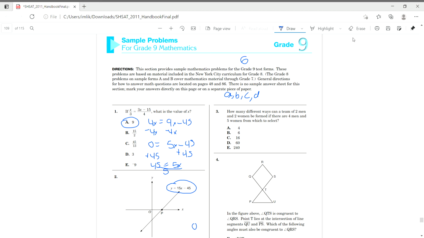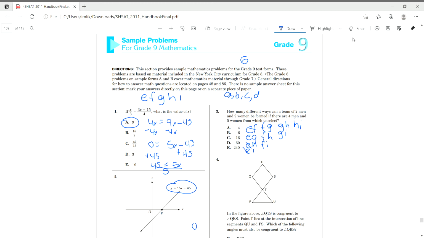So let's just say females are E, F, G, H, I. That's 1, 2, 3, 4, 5. Okay, so we can have EF, EG, EH, and EI. Next, we can have FG, FH, FI. We can have GH, GI. And then next thing, we just have HI, and then there's nothing left for I.